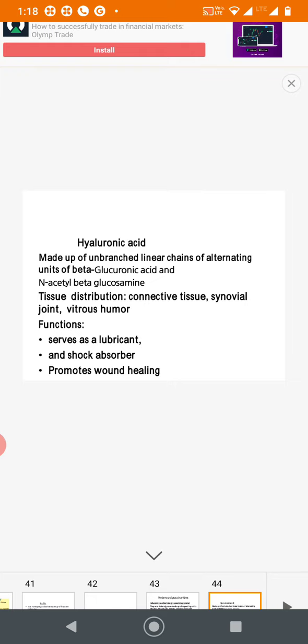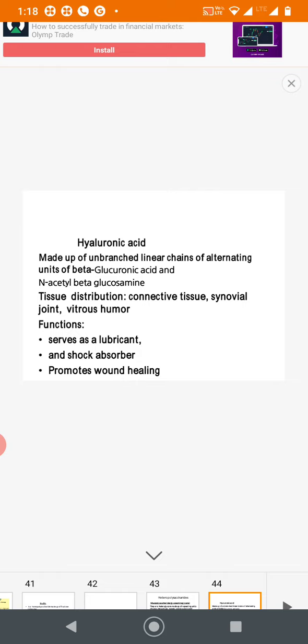Remember, no need to write the name, but you have to write the tissue distribution and function in case a short note comes. If you remember, write the structure in words: it is made up of unbranched linear chains of alternating beta glucuronic acid and acetyl beta glucosamine. Hyaluronic acid is mainly present in the synovial joint. Remember, it is mainly in the synovial joint. It acts as a lubricant.